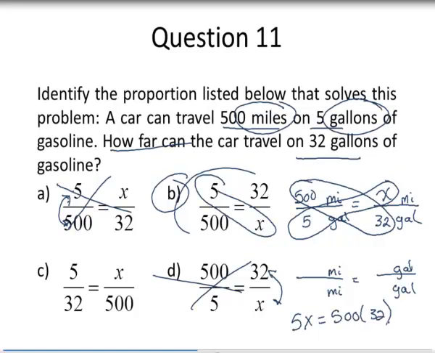So if you don't see your proportion, you have to look at the other ones and see which one will give you the same equation. This one here, letter C, says 5 times 500 equals 32 times x. That's not the same equation, is it? B says 5 times x equals 32 times 500, and this is the same equation. So if you don't see your exact proportion, you have to look for the one that gives you the same equation. Are there any questions about proportions? No questions about proportions?